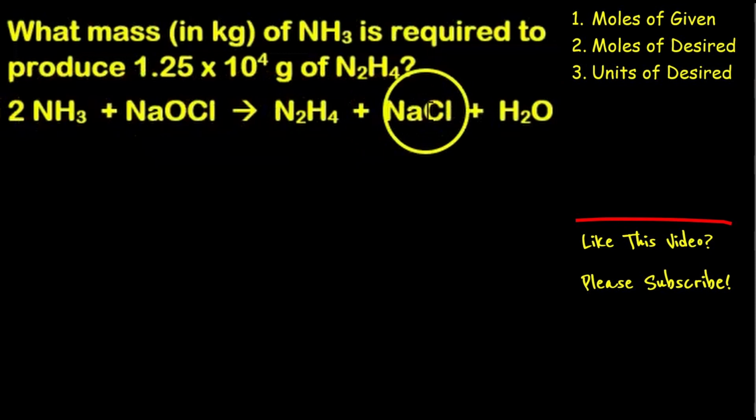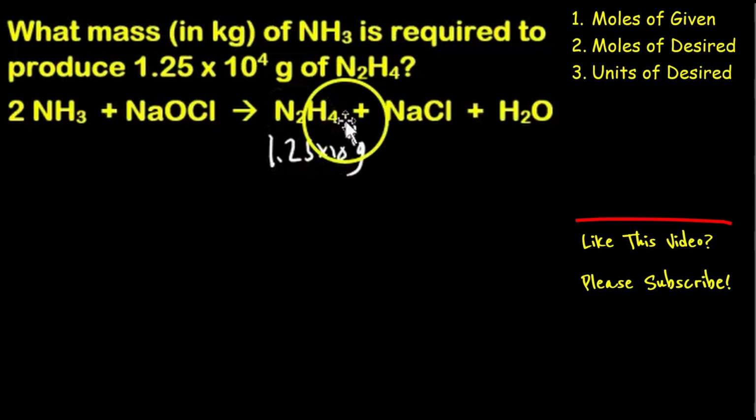We have a balanced chemical equation. We have some information about one of these compounds. So in this case, N2H4. So N2H4 is here. We know there's 1.25 times 10 to the 4 grams. So we know something about this. And we need to know something about another compound. So in this case, it's NH3. And we want to know the mass of NH3.